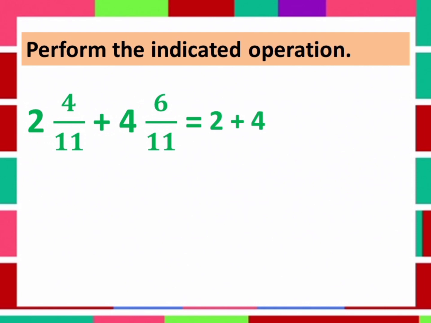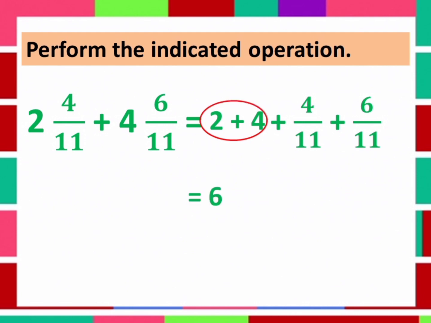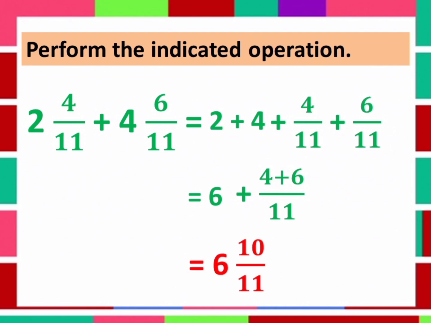Then, add the fraction 4 over 11 plus 6 over 11. Now, 2 plus 4 is equal to 6. Add the numerators of the given fractions, so 4 plus 6, and copy the denominator. So the final answer is 6 and 10 over 11.